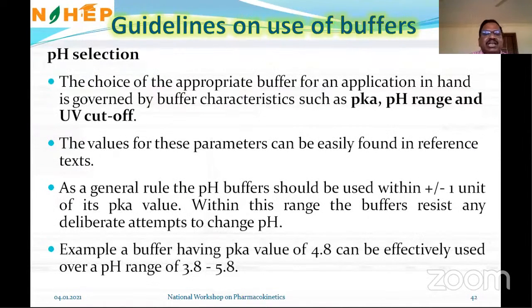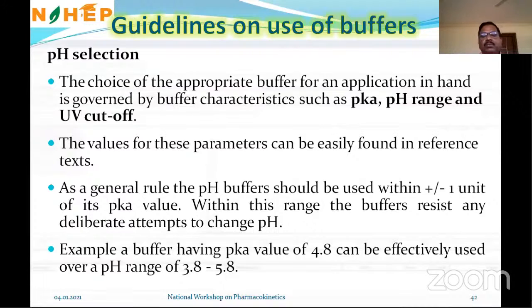Coming to the pH selection, the choice of an appropriate buffer for the application at hand is governed by buffer characteristics such as pKa, pH range, and UV cutoff. The values of these parameters can be easily found in reference texts. We have to refer to the literature before selecting the appropriate pH. As a general rule, buffers should be used within plus or minus 1 unit of their pKa value. Within this range, the buffers resist any deliberate attempts to change the pH.